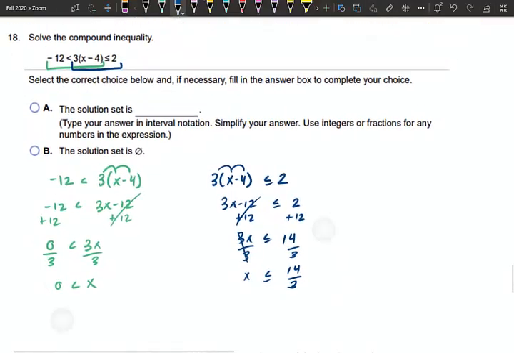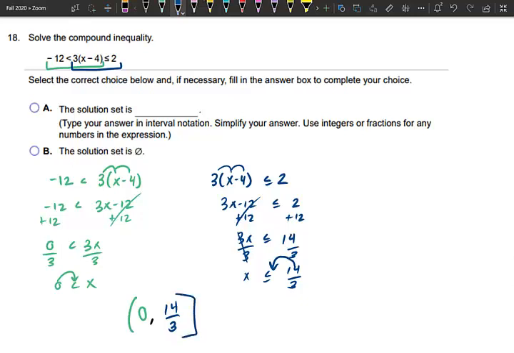Alright, since this is a compound inequality, it's always going to be put together, smallest number to biggest number. So 0, comma, 14 over 3. Now for 0, since there's no line underneath, it gets a parenthesis. For 14 over 3, since there is a line underneath, it gets a bracket. So our answer is parenthesis 0, comma, 14 over 3, bracket.